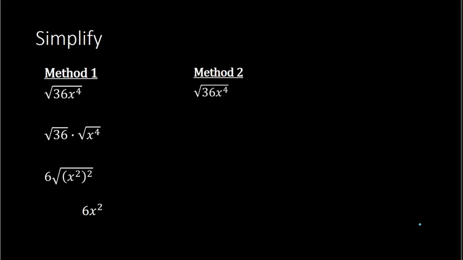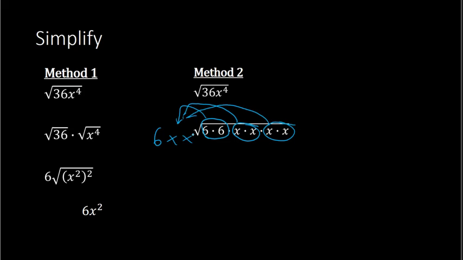The second way is you can break down the 36 as a product of 6 times 6, and then x to the fourth power, you have four x's multiplied together. And here we see two 6's, so I can pull out one 6. Here I see two x's, so I can pull out one x. And then here's another group of x's, so I can pull out another x. And I'm left with nothing on the inside, so that gives me 6 times x times x on the outside, which is 6 times x squared. So notice again, we have the same solution using either method.